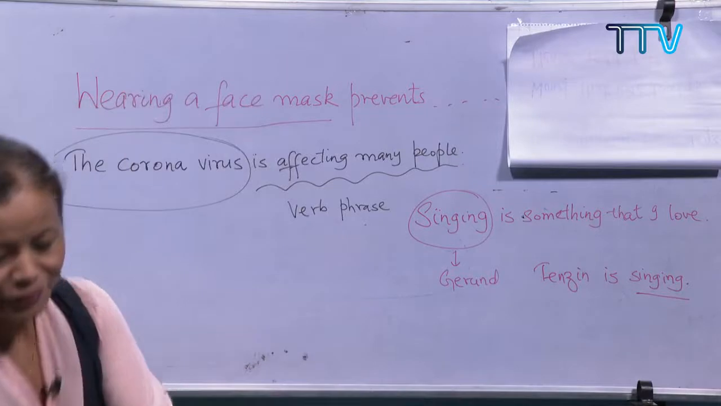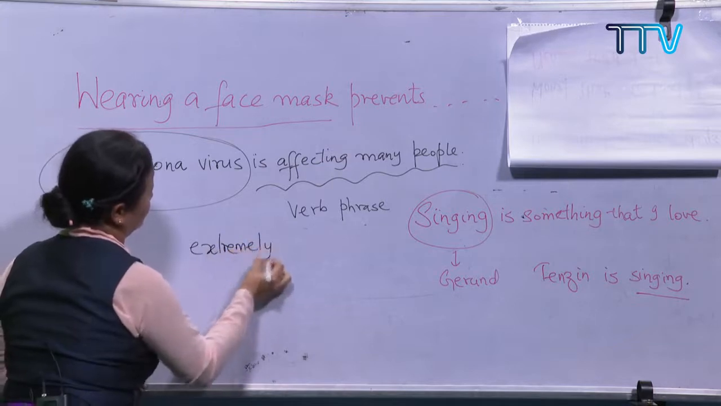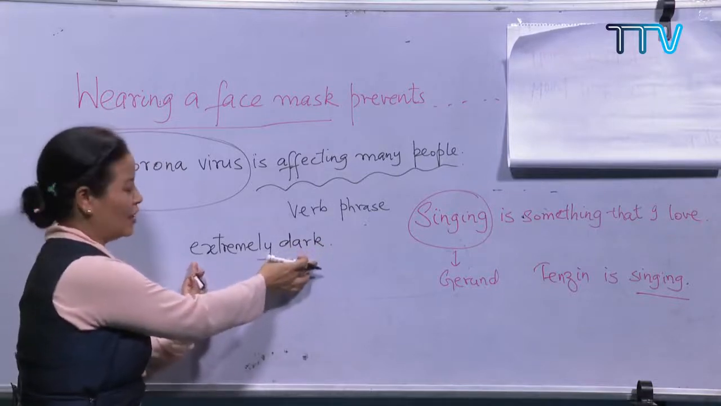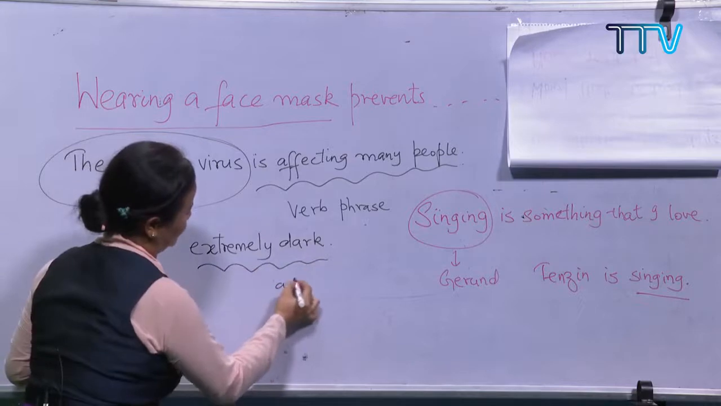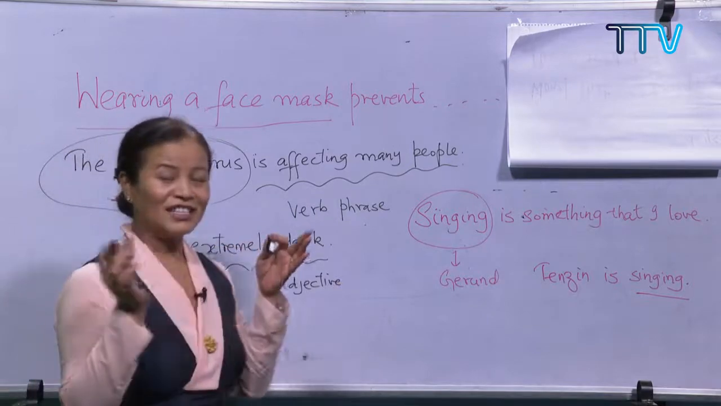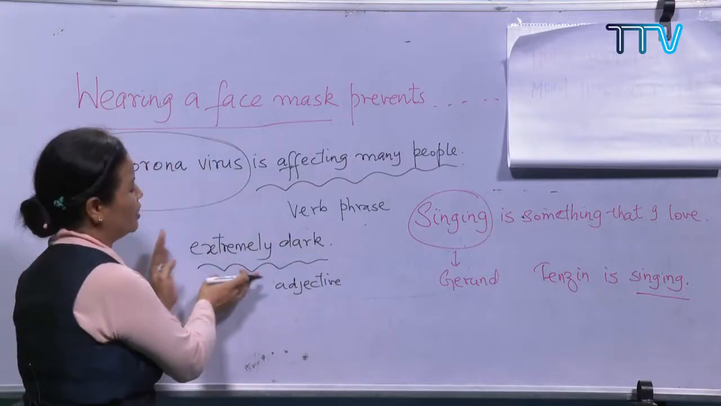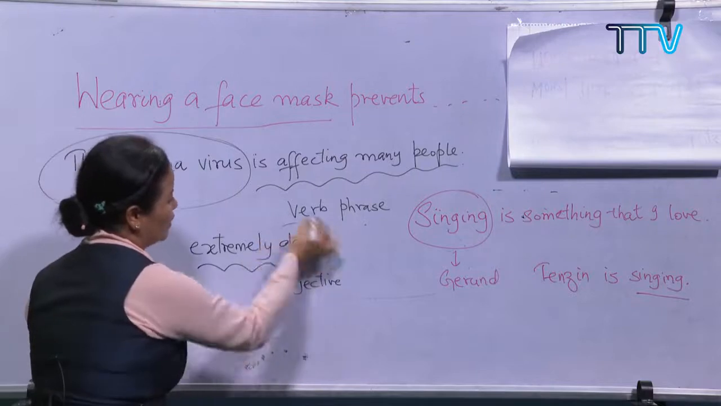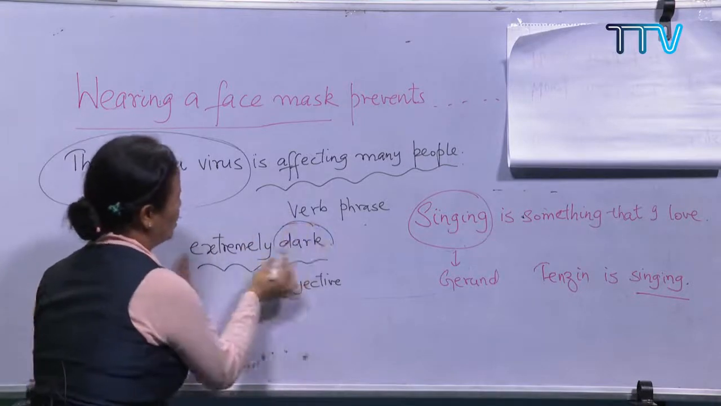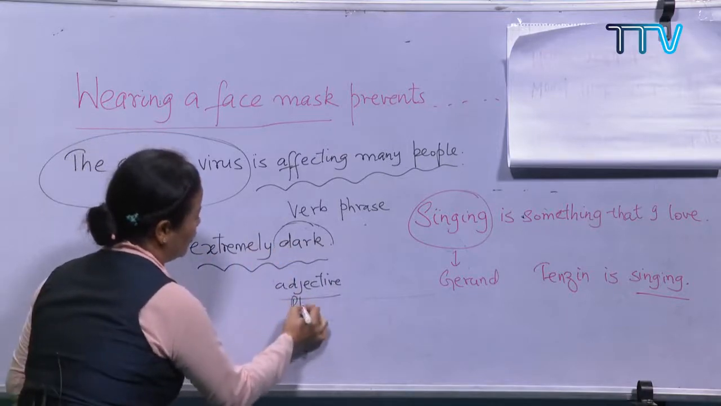Okay, let me write here. The tunnel is extremely dark. Now, extremely dark is a phrase, right? And this is an adjective phrase. Why? Just think about what an adjective is. Yes? An adjective qualifies a noun. So the noun here is the tunnel, right? This word, dark, is an adjective, and this is extremely dark. Dark itself is just one word, but extremely dark is a group or a unit. So this is an adjective phrase.